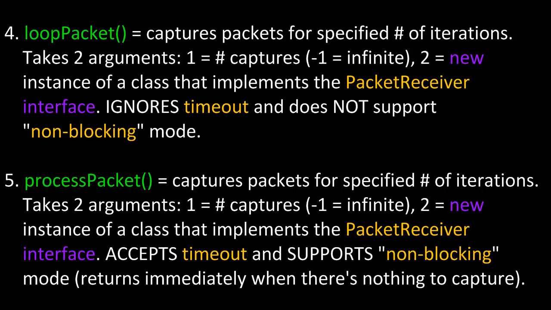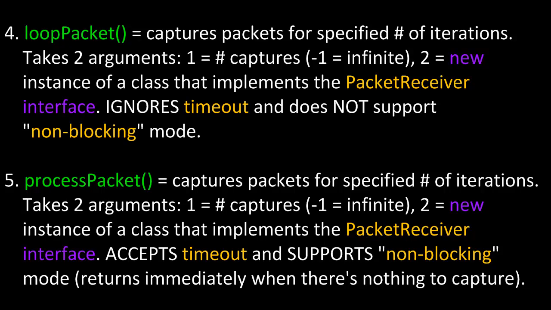The next 2 methods are similar, loopPacket and processPacket. LoopPacket captures packets for a specified number of iterations. It takes 2 arguments: 1. The number of captures, where -1 would be infinite, and 2. A new instance of a class that implements the packet receiver interface. It ignores timeout and does not support non-blocking mode.